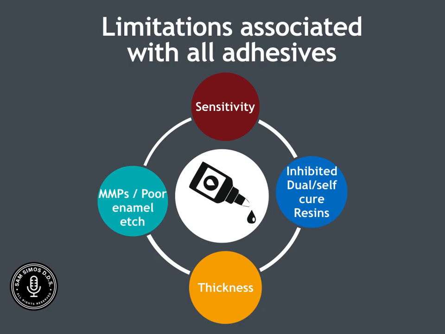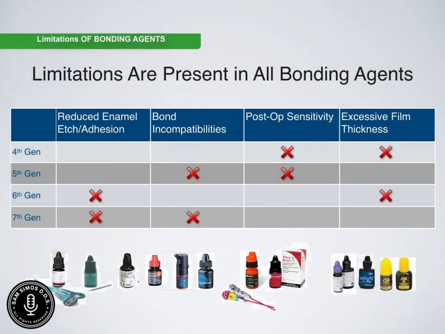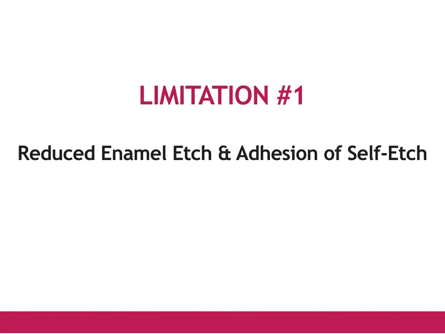We're going to talk a little bit about all of these limitations, but all of the bonding agents out there have some sort of limitation. And I want you to be aware of that because what we're going to do in this next section is talk about the way to mitigate some of these limitations in all of these bonding agents. So let's talk about the different limitations.